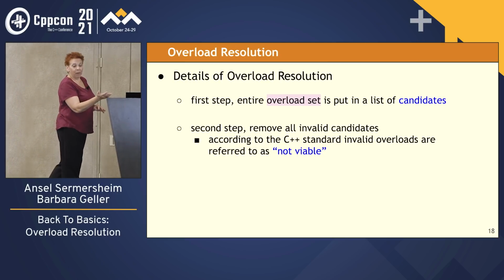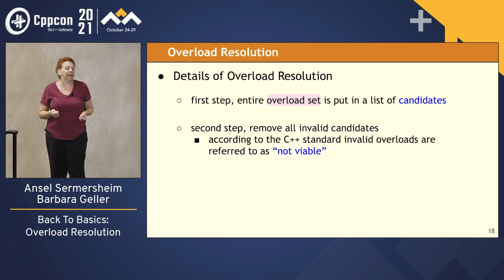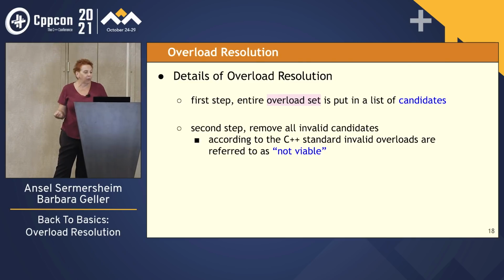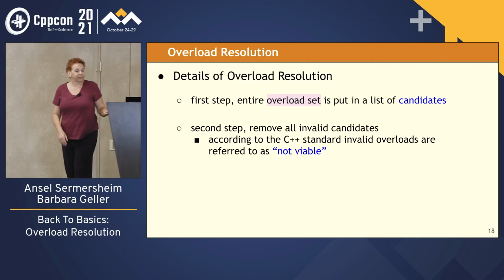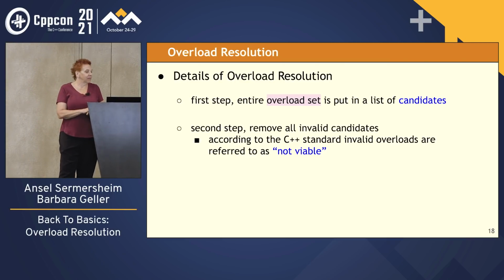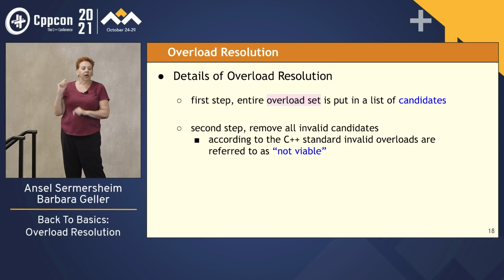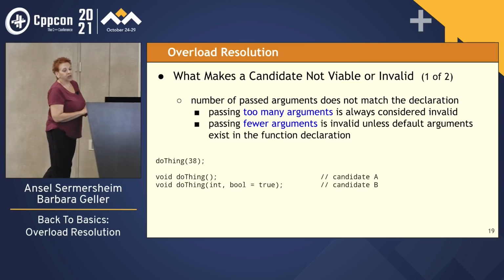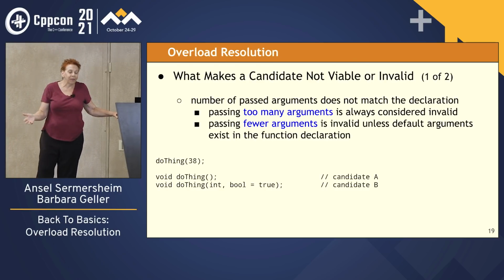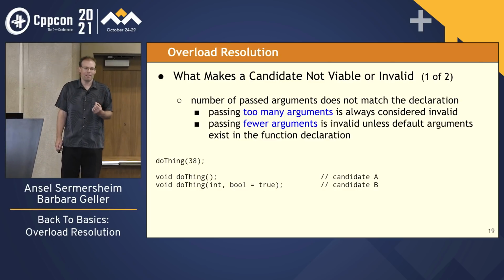In the second step, that's where the compiler then says, I'm going to remove anything that's invalid. And if you're looking at the standard, it refers to these as not viable. And this is a useful term to know since this will show up in compiler error messages frequently, the term not viable. So at this point, all we have is everything available, and we've trimmed it down to what's not viable. So the question is, what makes something not viable or invalid? And there's two possible reasons that a candidate could be thrown out at this step.